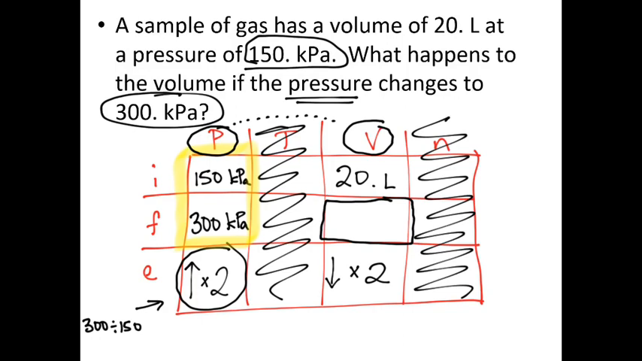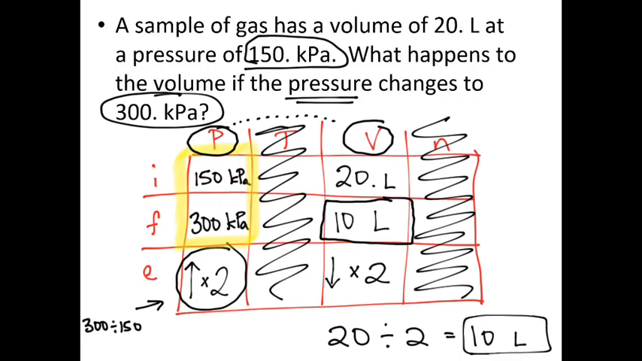So the volume started at 20, but it needs to go down by a factor of 2. Is it going to go up or down? It's going to go down by a factor of 2. So what would it change to? It would change to 10. If it needs to go down by a factor of 2, I'm going to divide by 2. So to make it go down, I need to divide. And that's how I'm going to get my final answer of 10. Meaning in my box, I'm going to put 10 liters. And 10 liters down here, that's my final answer.